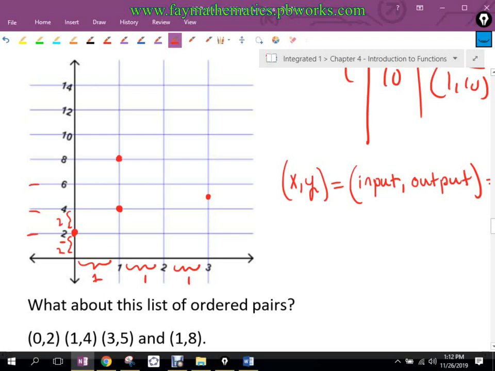Now, here's my question. If I connect those, does it create one solid line? No. So this is not linear, right? We call it non-linear. Now, here's my next question. Is this a function? Yes. Well, what's a function then?